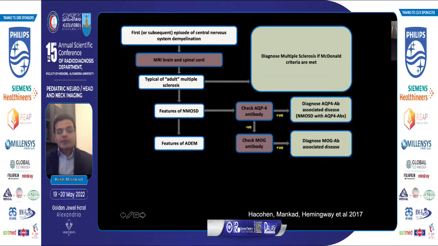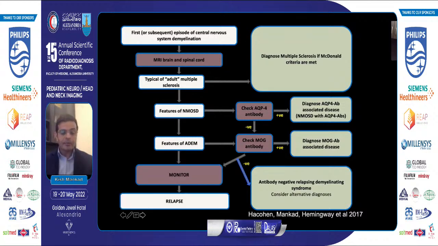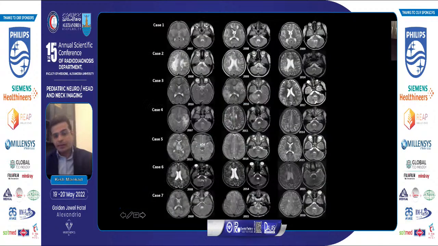If there are features of ADEM only at presentation, you should definitely look at the MOG antibody, because all the multiphasic ADEMs and the ADEMs that we see in children turned out to be MOG positive when we looked at a retrospective cohort. If it is negative, think about antibody negative relapsing demyelinating syndrome. It could be an alternative diagnosis, or it could be an undeciphered antibody at that point in time. And if your child relapses on monitoring, we pretty much go back to where we started. So it's important that these aspects have to be considered in the cases that we look at.